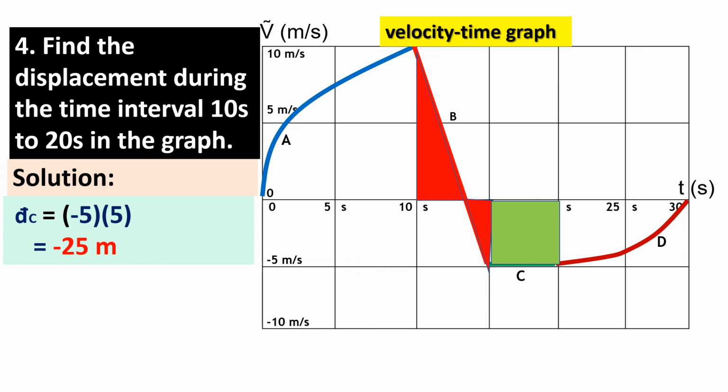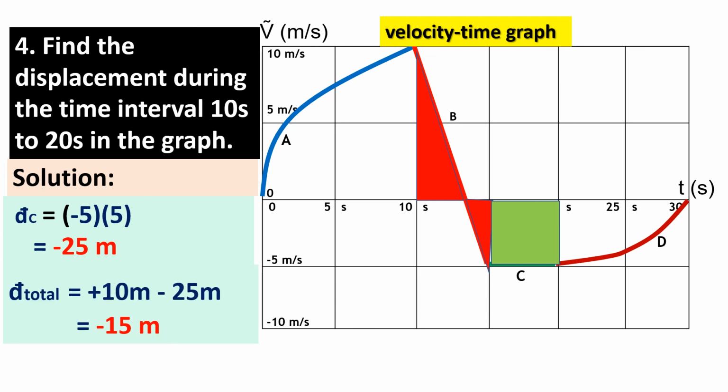So all in all, what do we get for our total displacement? We just add what we got earlier, which is 10 meters displacement for the time interval 10 seconds to 15 seconds, and what we got now for the graph line C, which is negative 25 meters. Adding them, we finally get the total displacement between the time interval 10 seconds to 20 seconds, which is negative 15 meters.